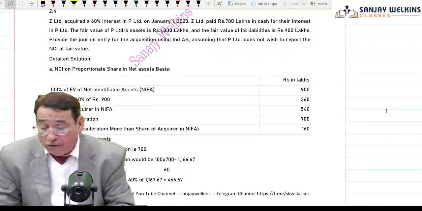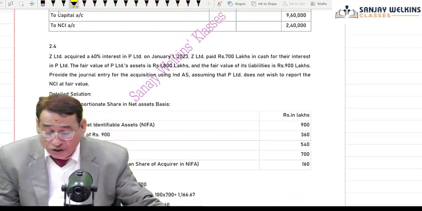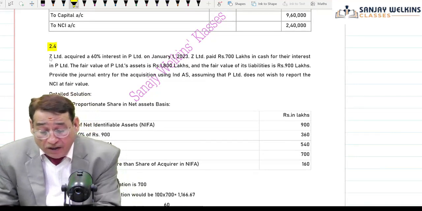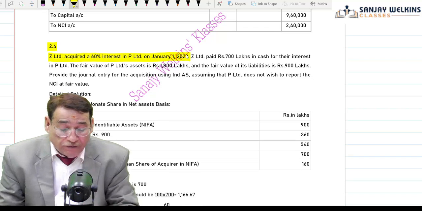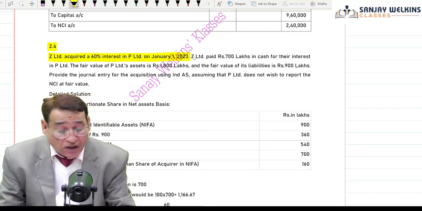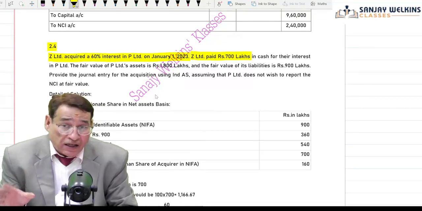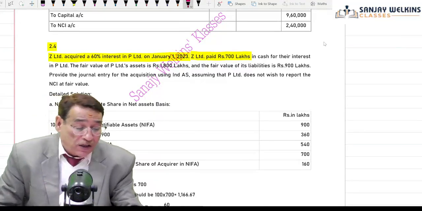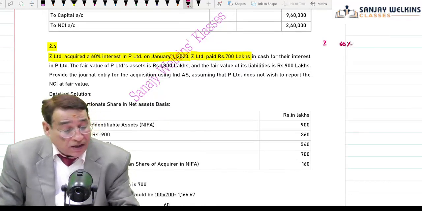Anyway, now we move over to question number 2.4. Let's have a look at this particular question, 2.4. Let us see what is given to us. Here it is given that Jet Limited acquired 60% interest in P Limited on 1st of January 2023. And Jet Limited paid 700 lakh in cash. So far in this question, you have already noted that there is an entity by the name of Jet Limited. It acquired 60% control in P Limited.